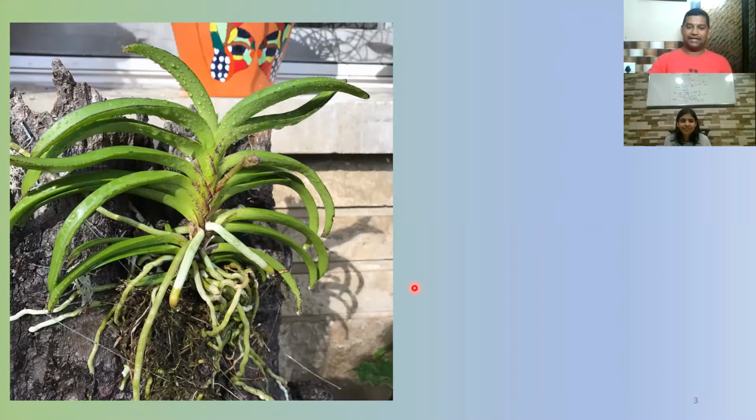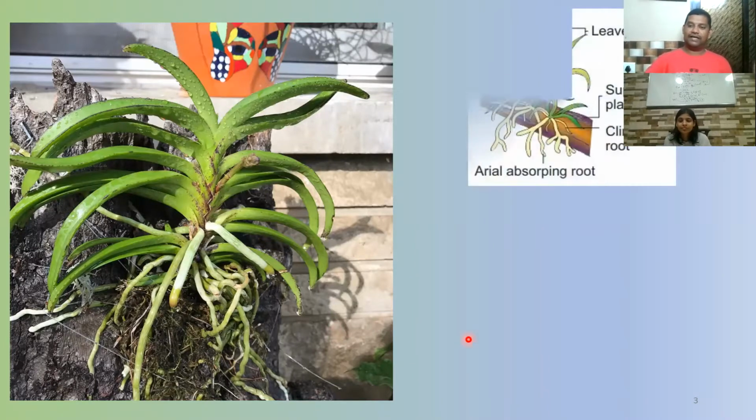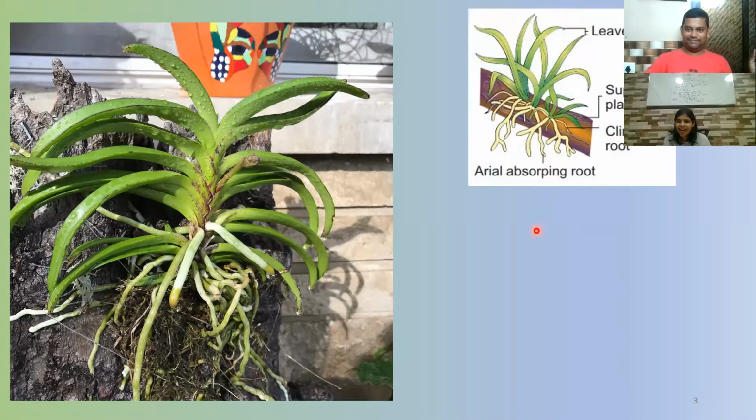So this is a plant which is called Vanda. It is an epiphyte. Look at the representation of this plant. An epiphyte means it grows on top of another plant, so its roots are not on the ground. Mostly in the forest, in the wild, you will see it growing on the branches of mango trees.